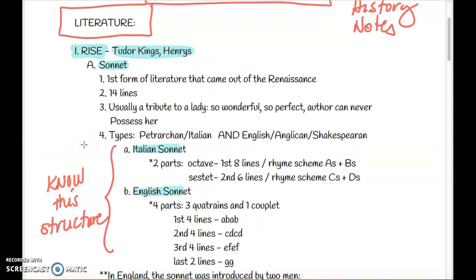Here's where we get into some important pieces that you're actually going to have to remember. So there are a couple types of sonnets. They each have two names. So the first one is the Italian sonnet or the Petrarchan sonnet, named after Petrarch. Or we have the English sonnet, which could also be the English Anglican sonnet, or the Shakespearean sonnet, because he is the one who made them famous.